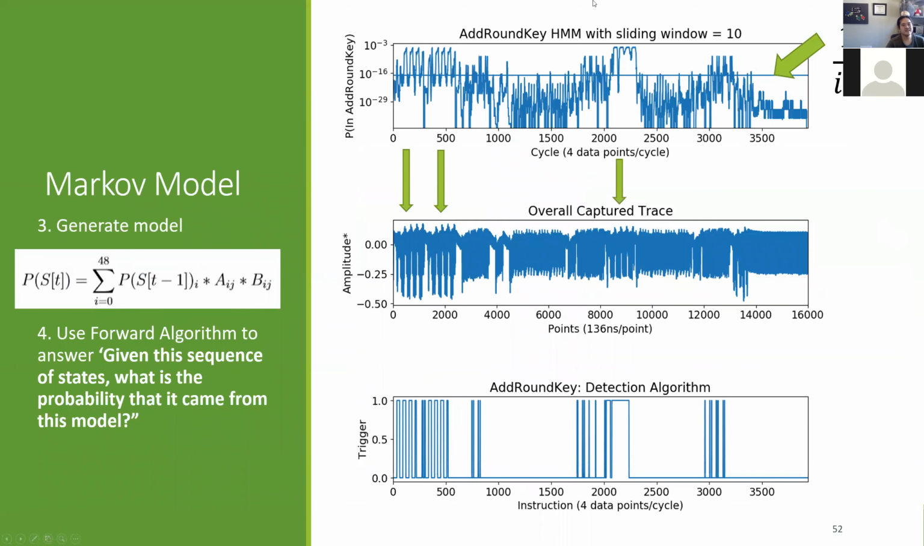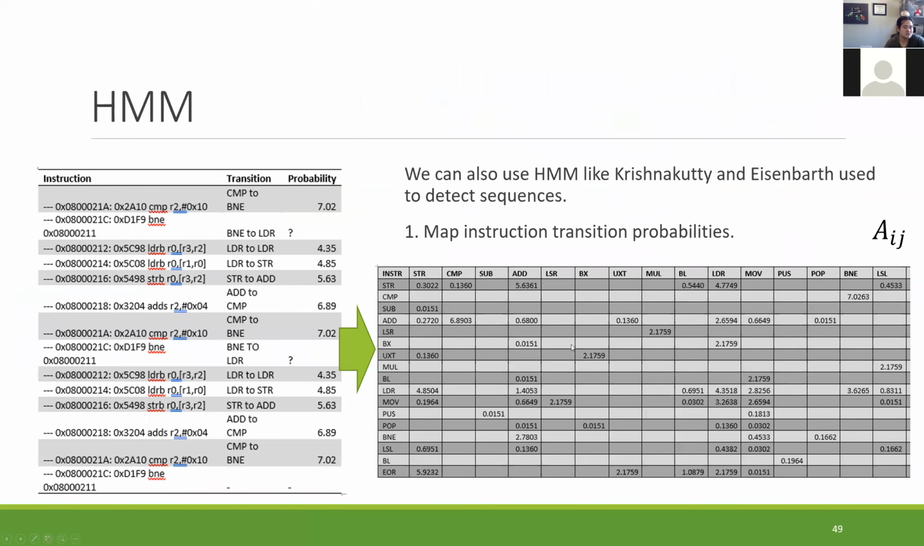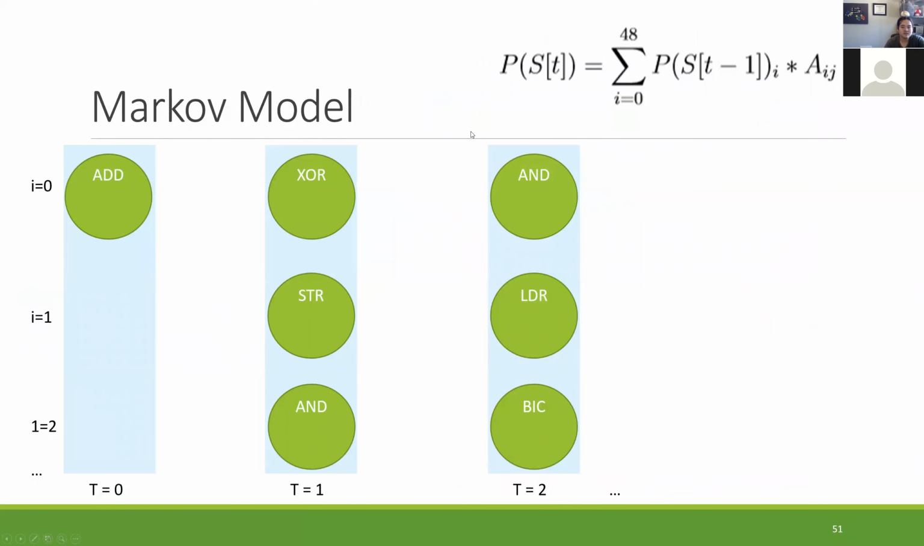So what do we do here? In this case, we're using a Markov model to answer, given the sequence of states, what's the probability it came from this model? In this case, I plot the hidden Markov model's output with respect to a sliding window size of 10. And I plot the probability of a particular 10 sequence coming from, what's the probability that the sequence is related to the model that we generated, this Bij and Aij matrix? We make it based on those two matrices.